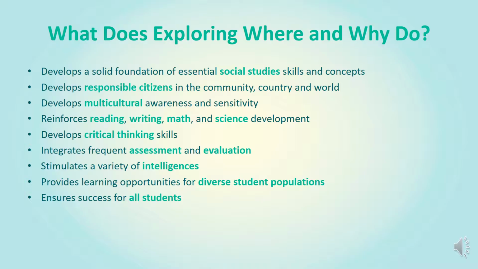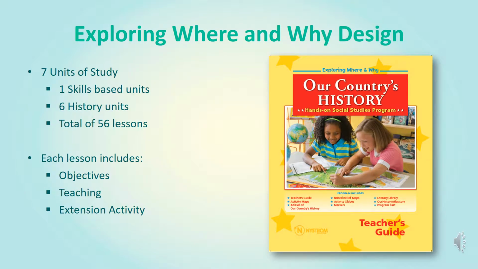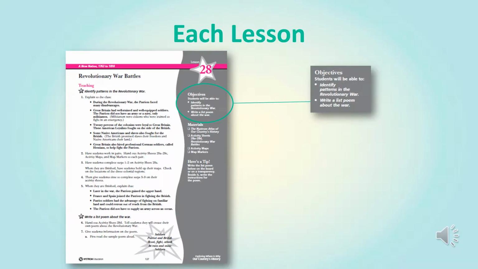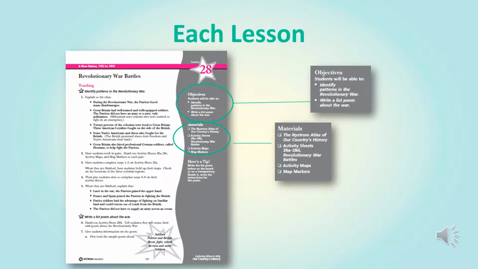Within our country's history, there are 7 units of study. 1 is skill-based and 6 are history-based, with a total of 56 lessons. Each lesson comes with objectives, step-by-step teaching activities, and extension opportunities. Let's look at a lesson. Here are the objectives, and the materials that you need for the lesson are also listed conveniently for you.